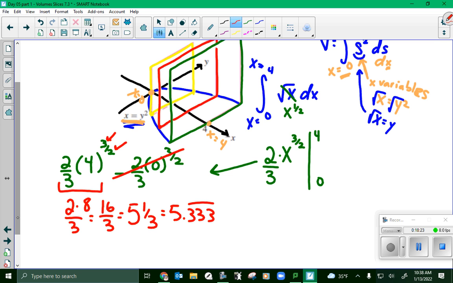The AP Calc exam normally always goes 3 decimal places. This is exact. That's not how we write exact because we really don't use lines over it, but 5.333 with a line over it would be acceptable. So let's see if we did this right.